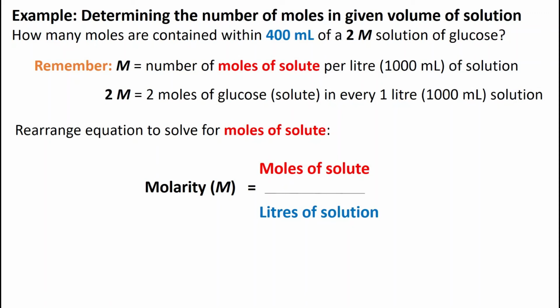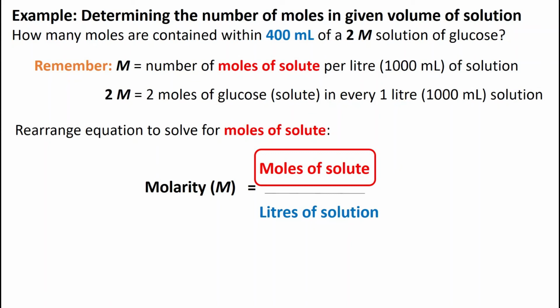First of all, we need to remember that the big M, or molarity, means the number of moles in 1 litre, or the number of moles in every 1,000 millilitres. We have been given a 2 molar solution, so we know that there are 2 moles of glucose in every 1 litre, 2 moles of glucose in every 1,000 millilitres. So we take our molarity equation, and this time we rearrange it to solve for moles of solute, because that's what we want to know.